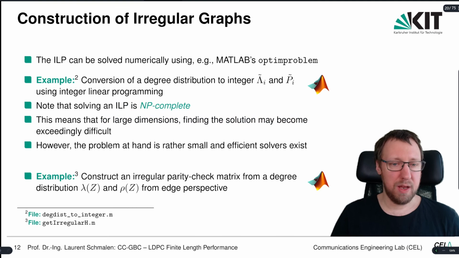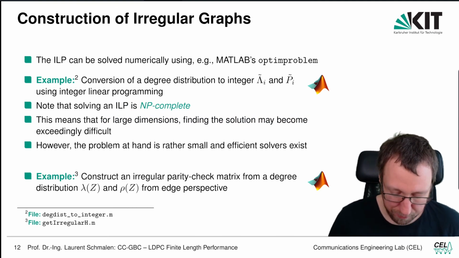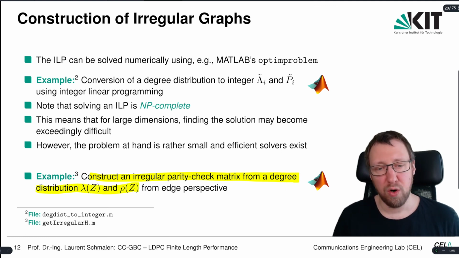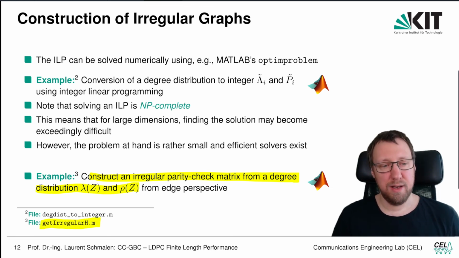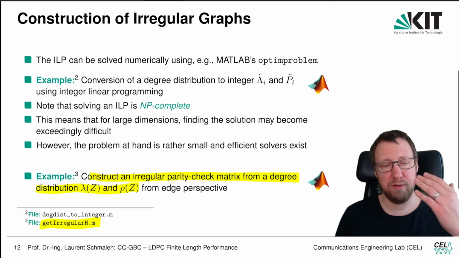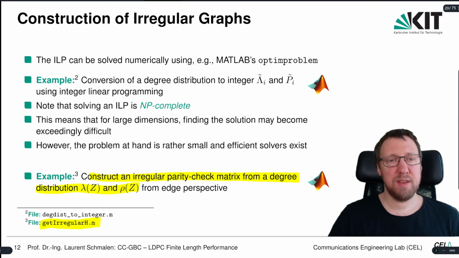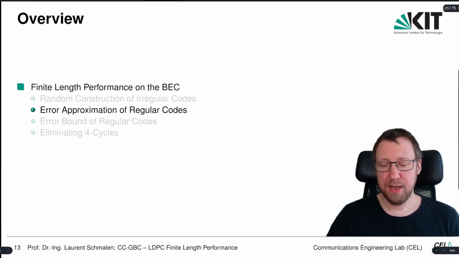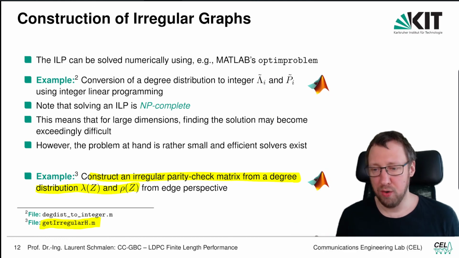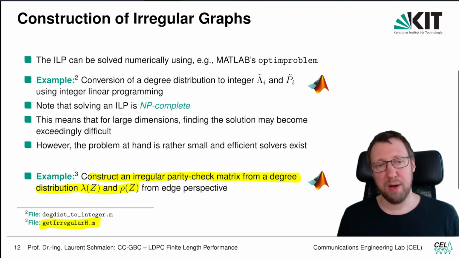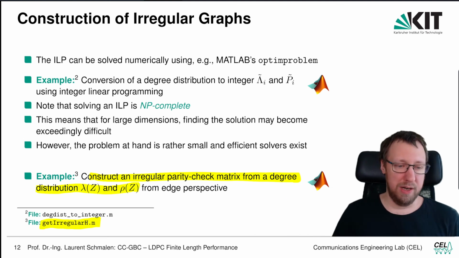Okay, so here we also provide an example of constructing an irregular parity-check matrix from lambda of z and rho of z, and this is called get irregular h. So in the description of the file, you have an example for one irregular code that we saw in the lecture. Okay, so that's it. So with this, we can now construct codes, and having those codes, we can start simulating. So we can construct a parity check matrix from the irregular code. You can do your simulations.